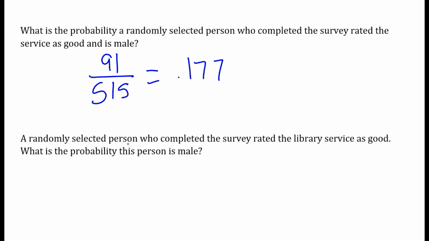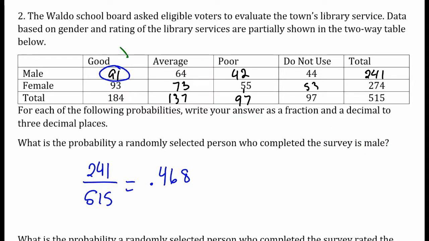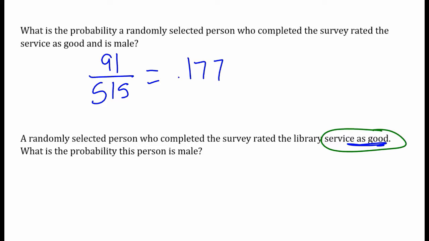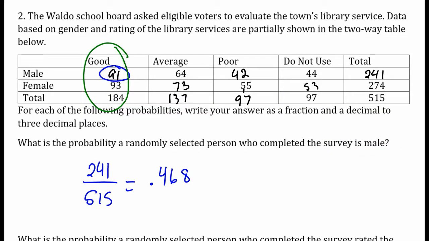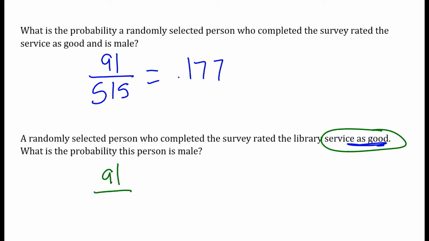Finally, a randomly selected person who completed the survey rated the library services as good. So I know they picked good. So my universe now is shrinking down to the good column, not row, column. My universe has shrunk from 515 to only these 184. What's the probability this person is male? Well, that's 91 people out of, well, I only have 184 because I know information about this person. They picked good. So what's that probability? 91 out of 184 is approximately 0.495 when rounded.